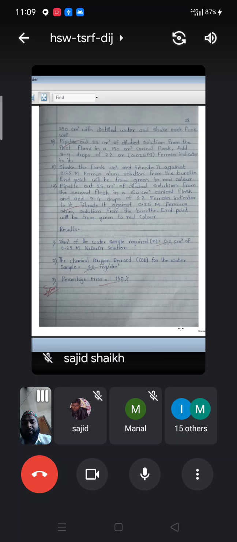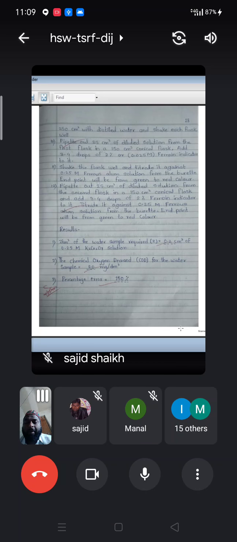Pipette out the 25 cm cube of this particular diluted solution from the second flask. Same procedure we have to do, and we have to titrate it against a 0.25 molar ferrous alum solution. End point will be the green to red color.